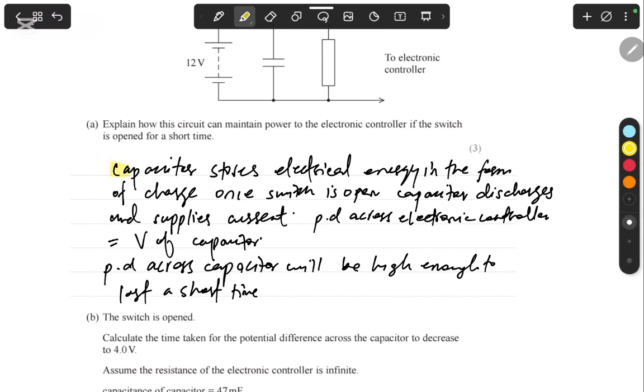So the capacitor stores electrical energy in the form of charge. Once the switch is open, the capacitor discharges and supplies current, and the PD across the electronic controller is equal to the voltage of the capacitor. And the PD across the capacitor will be high enough to last a short time. So that's going to be your 3 marks. I hope that's clear.